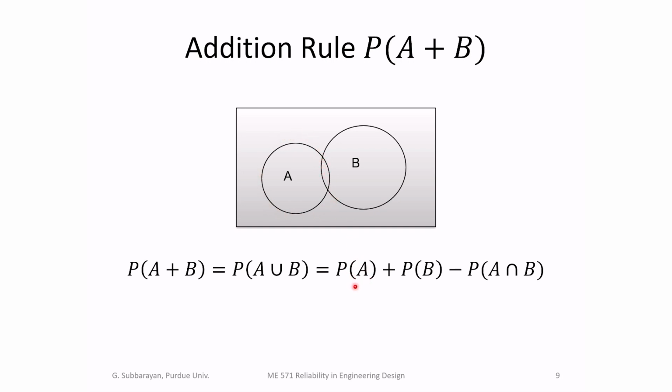Since when we count probability of A, you would have this intersection region once. When you add to it probability of B, you've added this intersection region one more time. So you have to subtract that in order for you to get the area inside this union of these two regions, A and B.